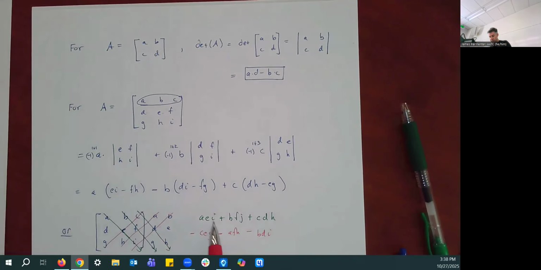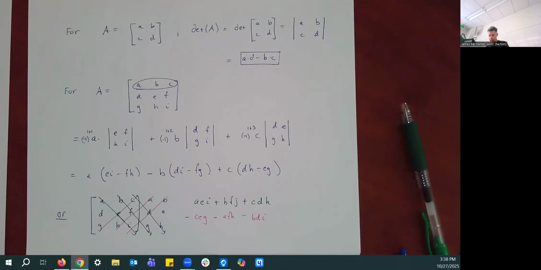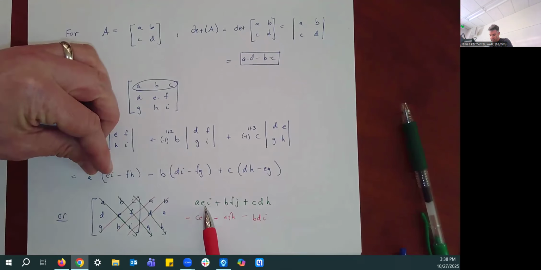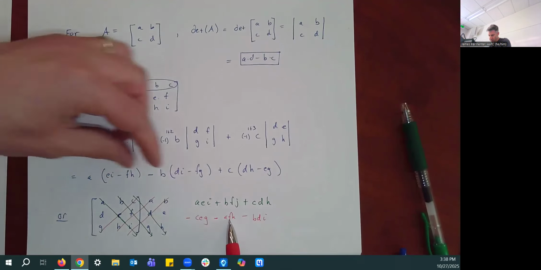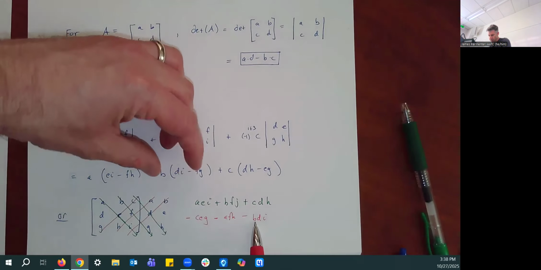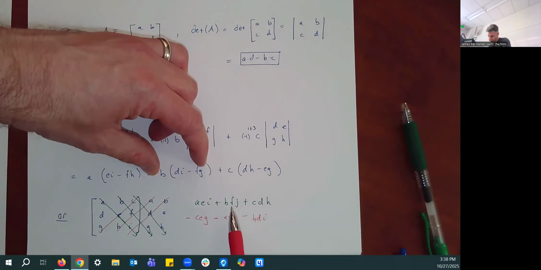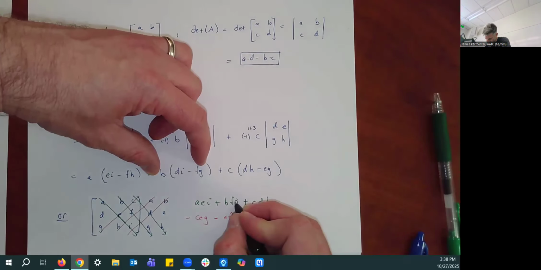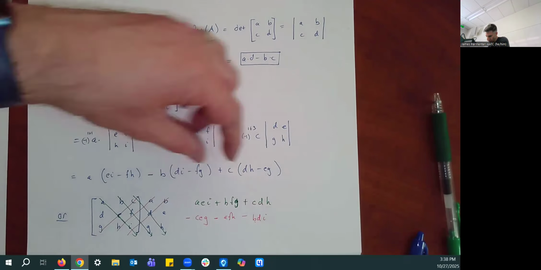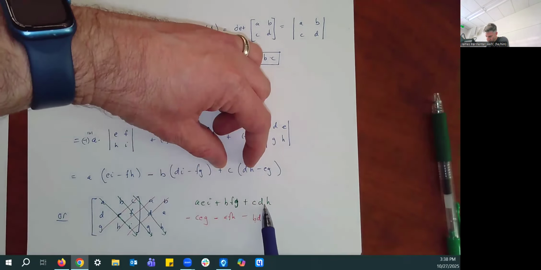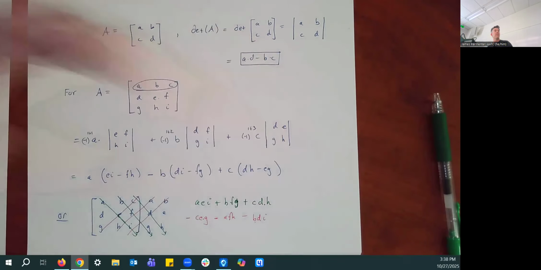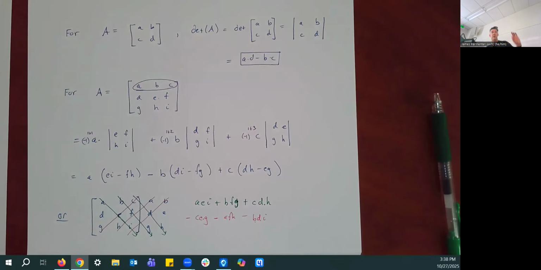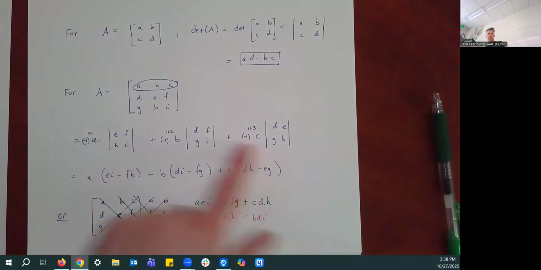And if you compare this to that, you should see all the same things. I have an AEI, I have an AEI. I have a negative AFH, I have a negative AFH. I have a negative BDI, I have a negative BDI. I have a positive BFG, I have a positive BFG. I have a positive CDH, I have a positive CDH, I have a negative CEG, I have a negative CEG. They're the same. So this trick for taking the determinant of a 3x3 matrix can be used if you find it convenient. It's not my favorite, though. I feel like it's just as easy to write out this personally.